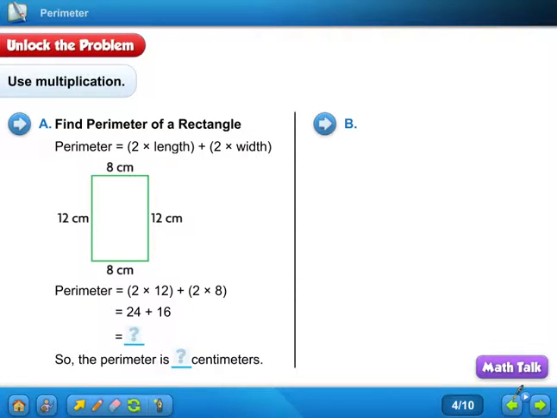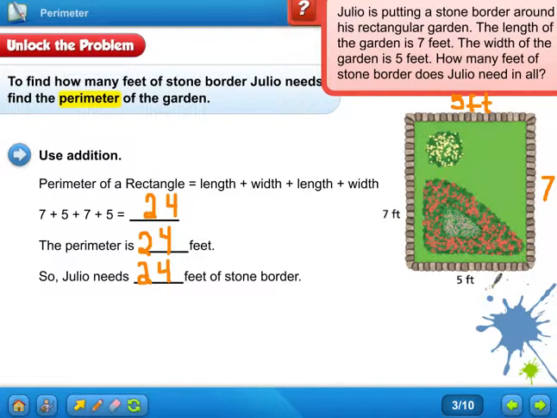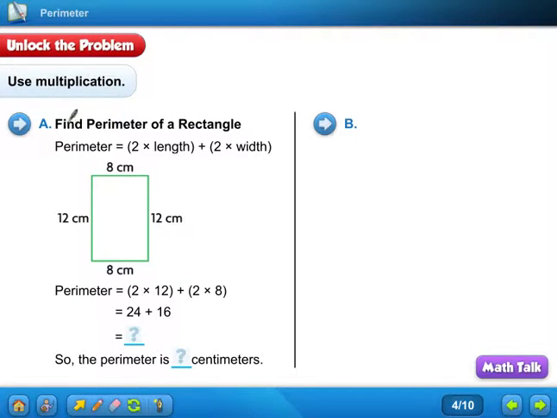The problem we just did had 7 and 7 and 5 and 5. So you can use the same thing with both of these problems. But this way we did addition, and this way we're going to learn how to use multiplication. To find the perimeter of a rectangle: perimeter equals 2 times length plus 2 times width. So what they're saying is 2 times length.